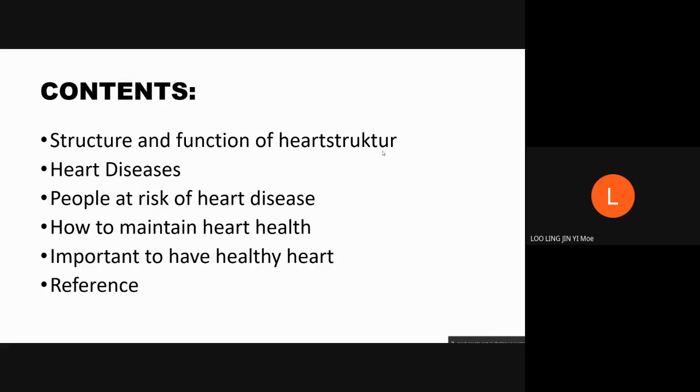These are the contents we're going to say today: the structure and function of the heart, heart disease, people at risk of heart disease, how to maintain heart health, the importance of having a healthy heart, and references.